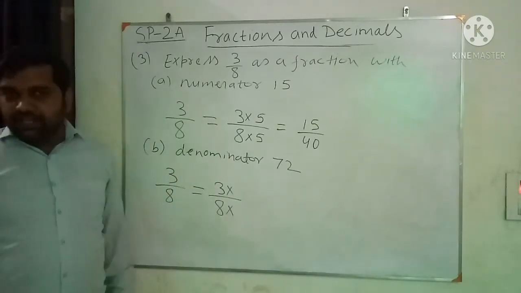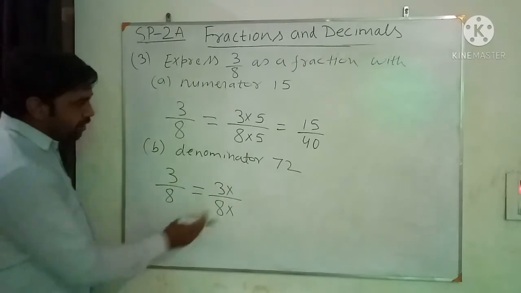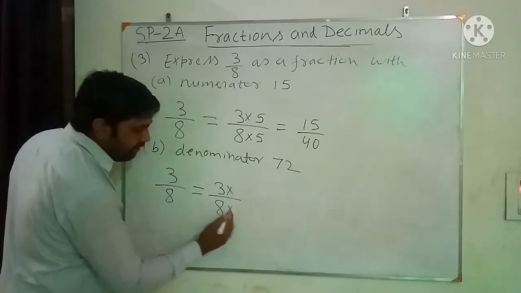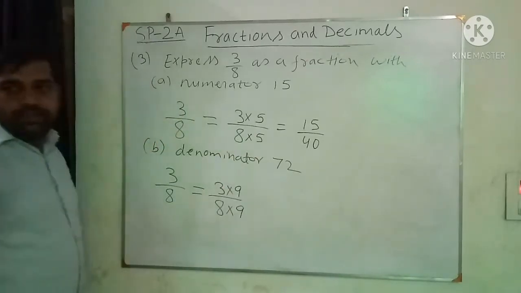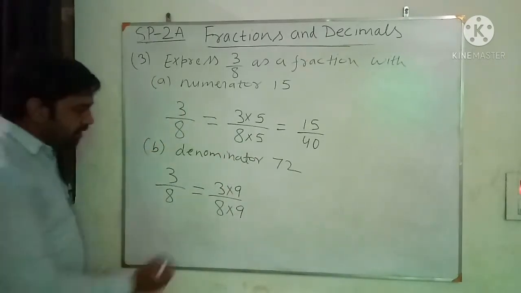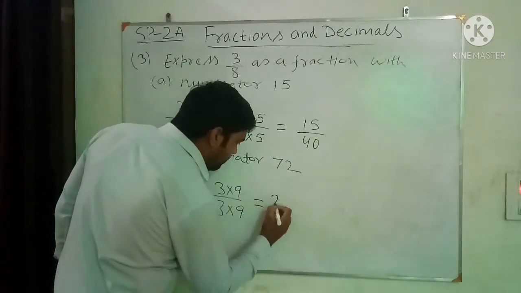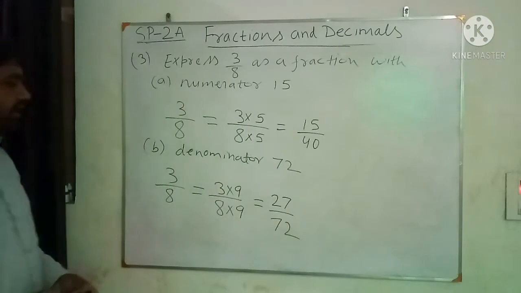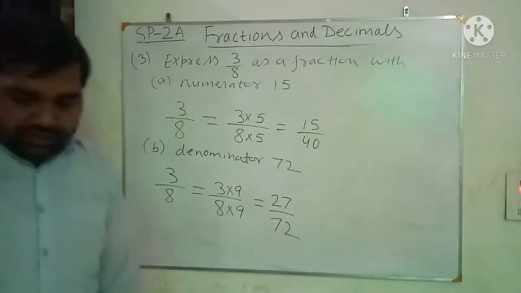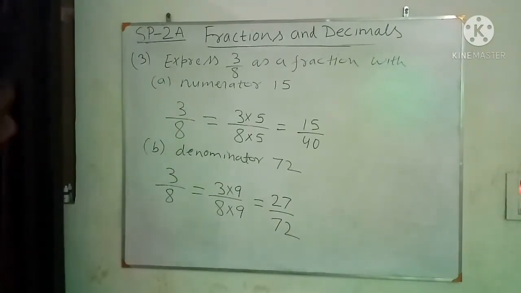So 8 9s are 72. So in order to get the denominator 72, we have to multiply 8 by 9. 8 9s are 72. So multiply the numerator also by 9. Then 3 9s are 27, 8 9s are 72. Okay, like this we have to do. Now we move to the next question, question number 4.